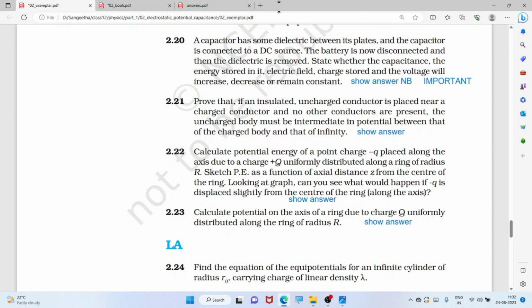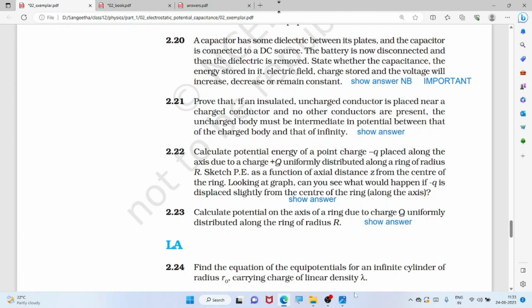A capacitor has some dielectric between its plates, okay, and the capacitor is connected to a DC battery. The battery is now disconnected, and then the dielectric is removed. Dielectric removed means capacitance will decrease. State whether the capacitance, the energy stored, electric field, charge increase or decrease.